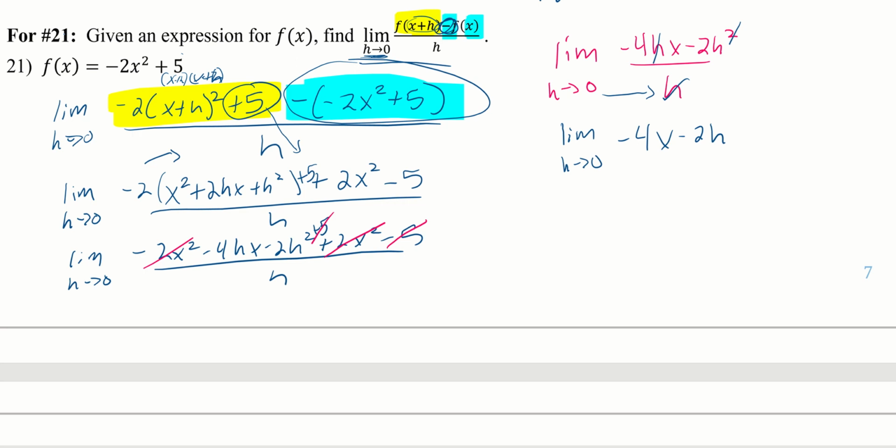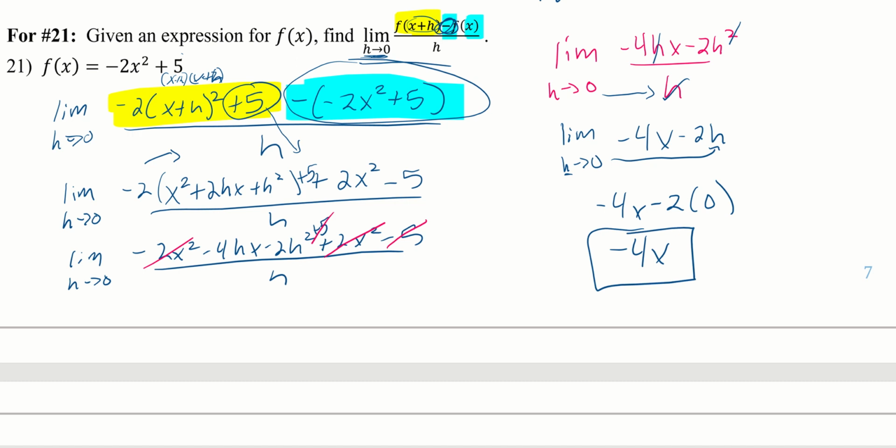Now, wherever I see an h, I'm going to replace it. Be careful not to replace the x. I'm replacing h because it says as h goes to 0. So since I plugged it in, now I have negative 4x minus 2 times 0. In this case, I'm going to be left with negative 4x.